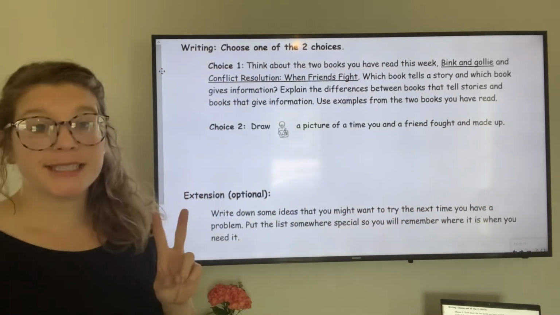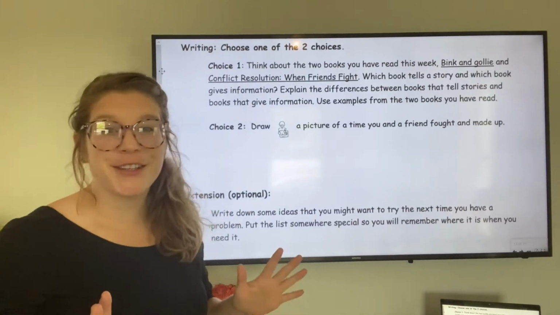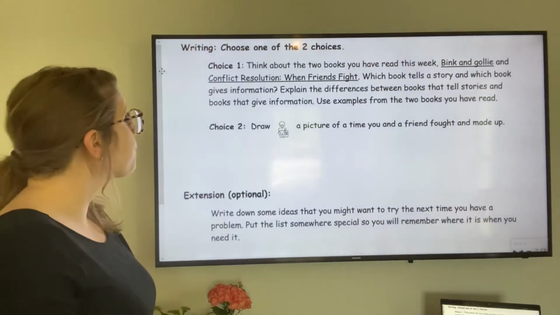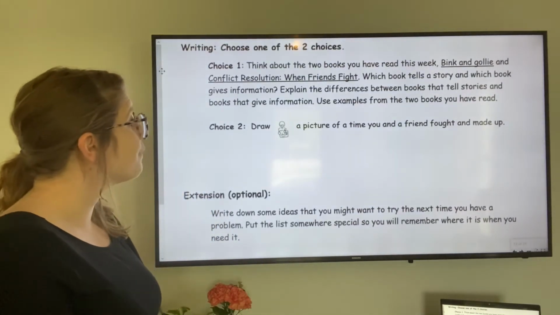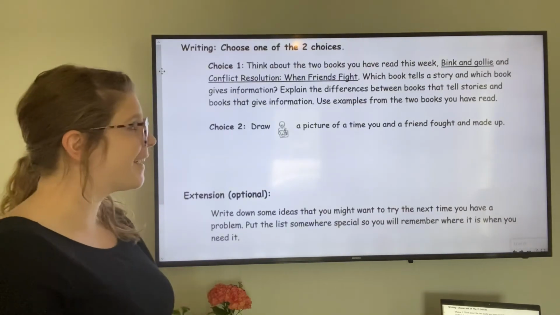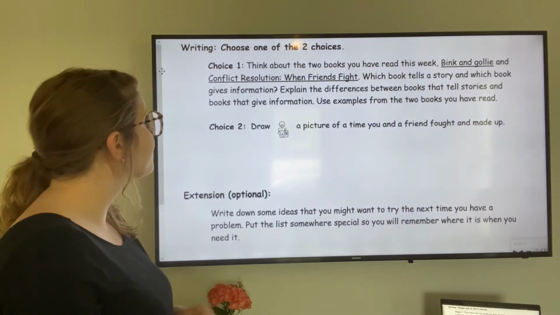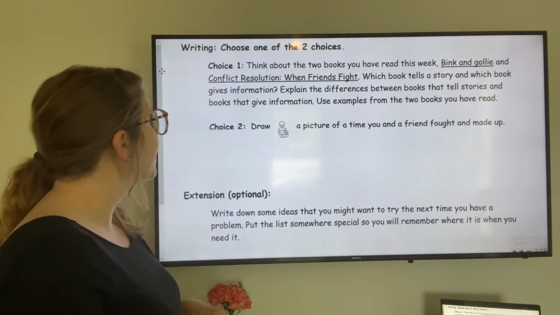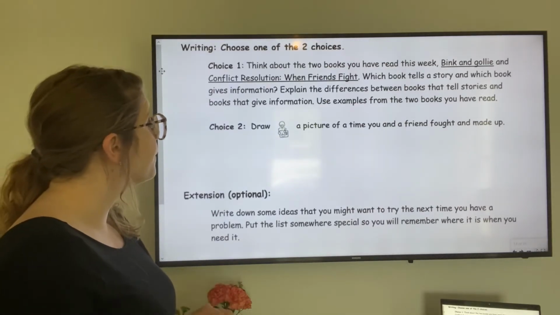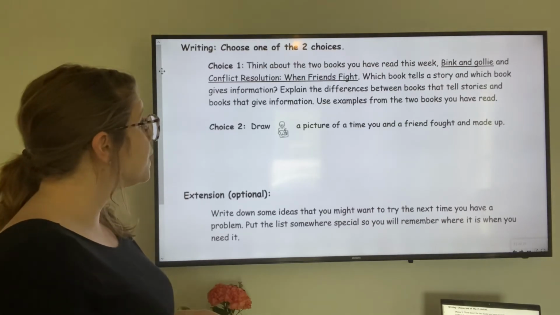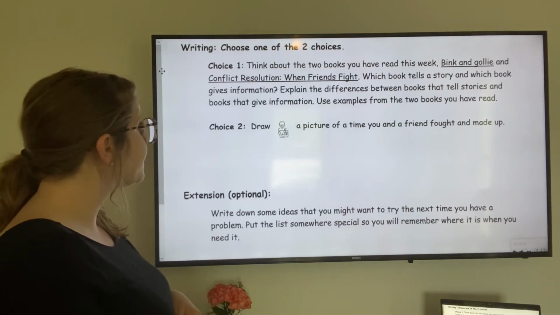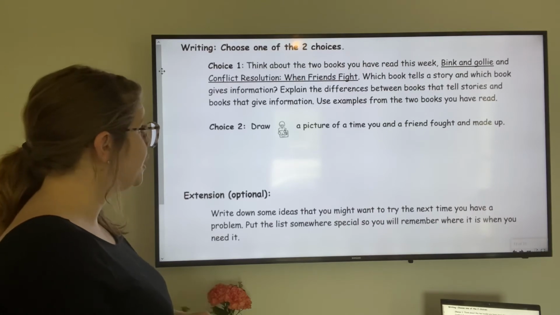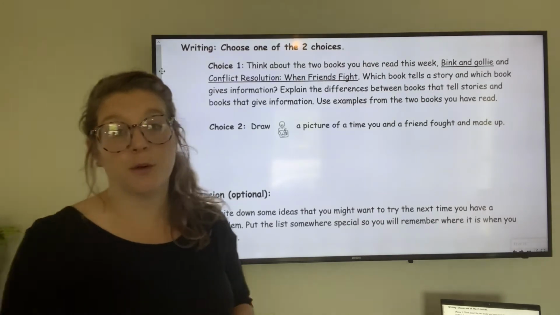Now, you have 2 choices in your writing. We are all about giving you guys choice. So, choice number 1, think about the 2 books you have read this week, Bengali and Conflict Resolution When Friends Fight. Which book tells the story and which book gives information? Explain the differences between the books that tell stories and books that give information. Use examples from the 2 books you have read.